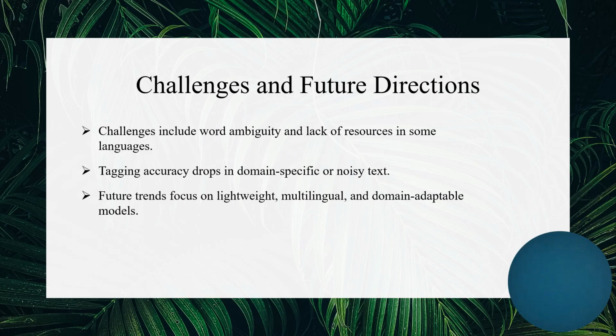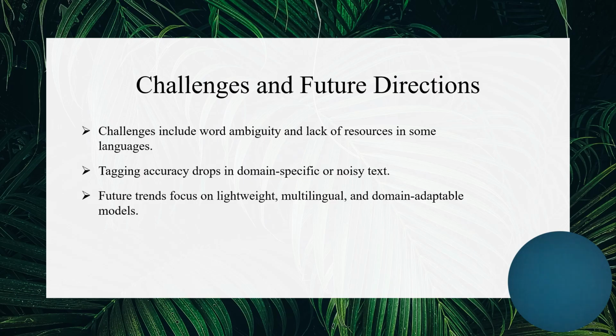The challenges and future directions. Despite its usefulness, POS tagging faces challenges such as contextual ambiguity, domain-specific vocabulary, and resource scarcity in low-resource languages. Words like lead, which can be a verb or noun, and can, which can be a verb or modal, often require sophisticated models to disambiguate accurately. Future directions include development of lightweight multilingual POS taggers optimized for IR tasks, better integration with deep learning models, and improved adaptation to domain-specific data such as medical or legal text.